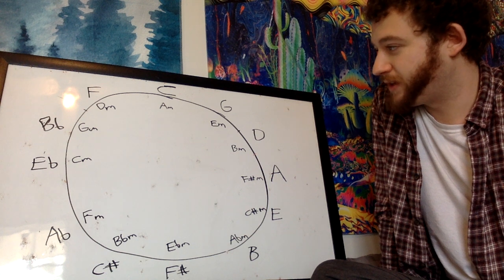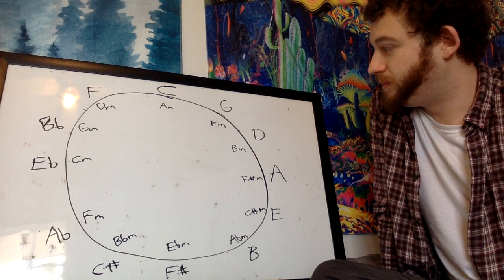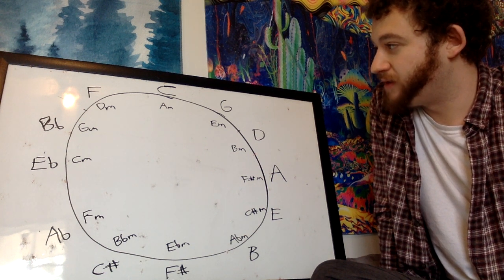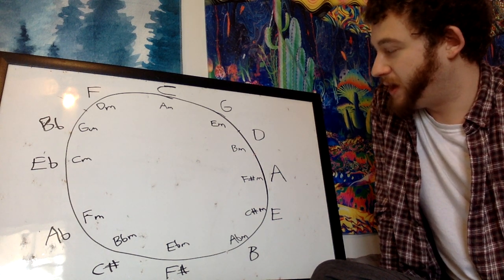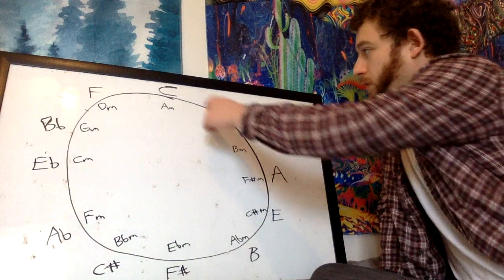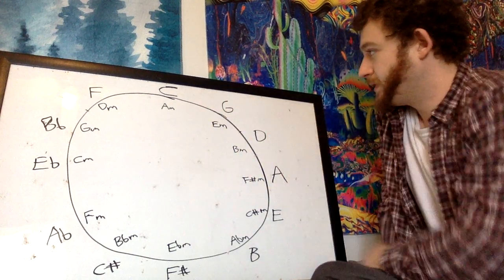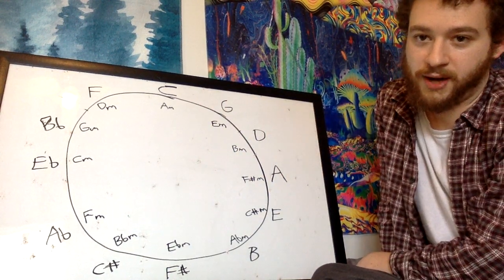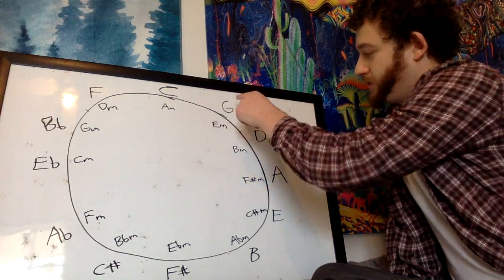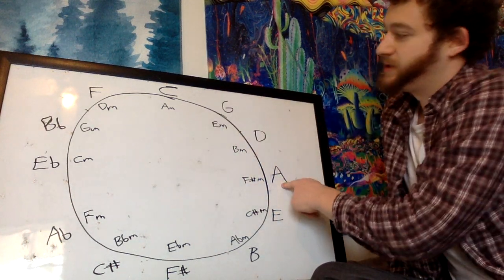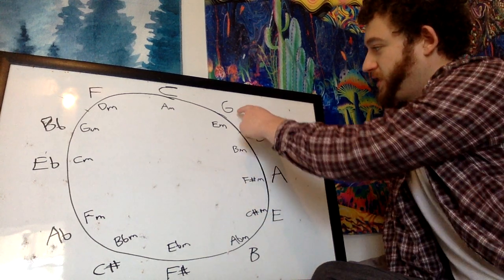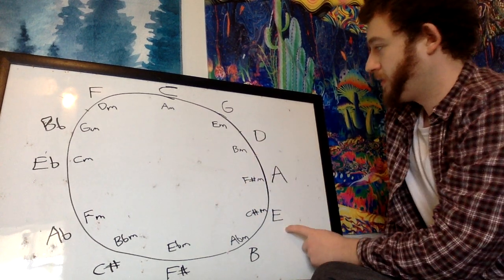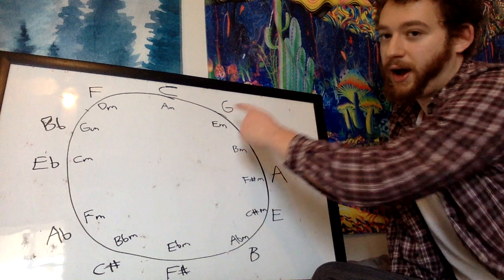Then the next important thing is to do the relative minors for all of these. An easy trick to remember that is to just count 1, 2, 3, 4. So if we're looking for the relative minor of C, we go 1, 2, 3, 4. Oh, this is A, so it's A minor. And then you can do that for the whole thing. So your G, 1, 2, 3, 4, relative to G, E minor.